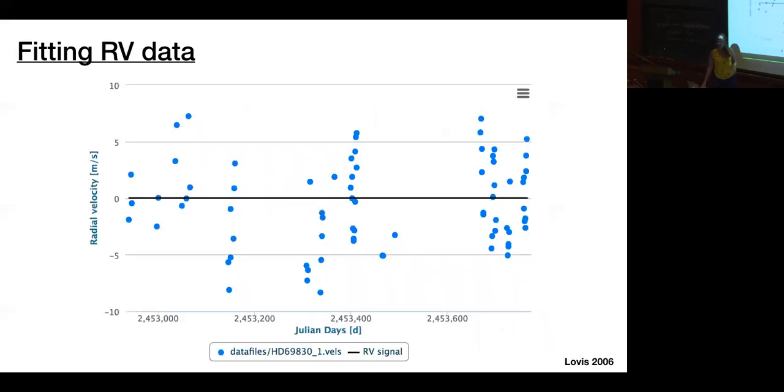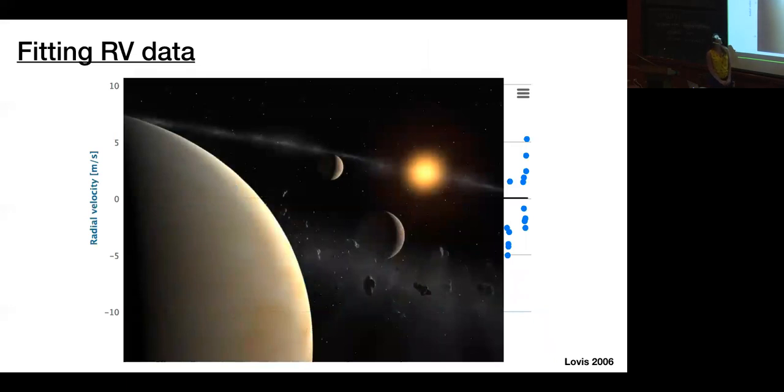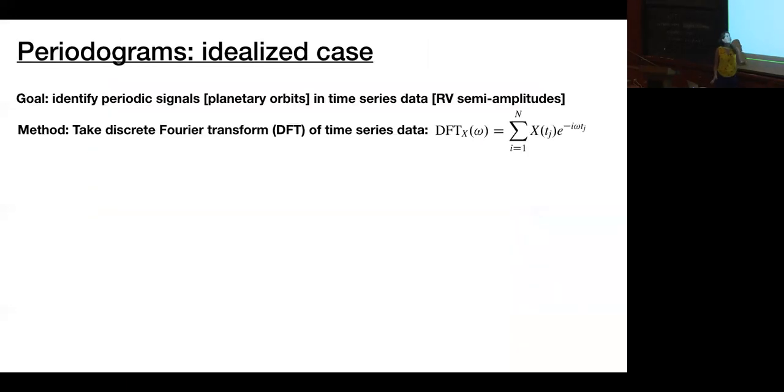So how then do we go from a set of RV data, which looks something like this? This is HD 69830. To something like that. This is actually a known 3-planet system made up of 3 Neptune mass planets orbiting around their star. Well, in the idealized case, what we have is a time series of data, our RV semi-amplitude measurements, and we're trying to fit to that a periodic signal, basically the period of the planets orbiting around the host star.